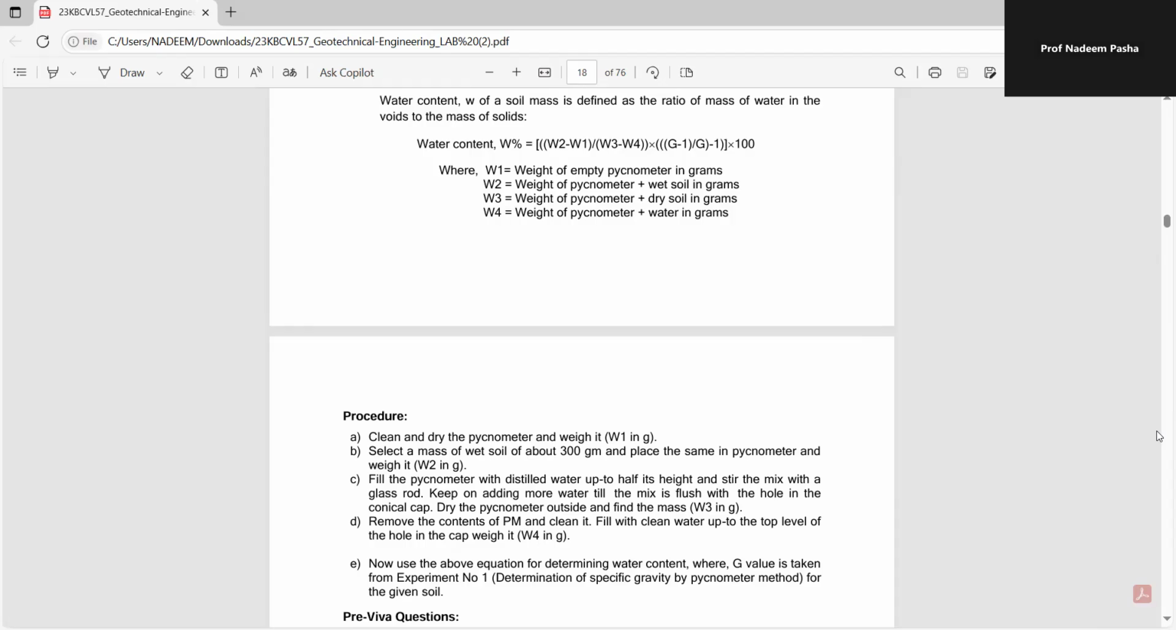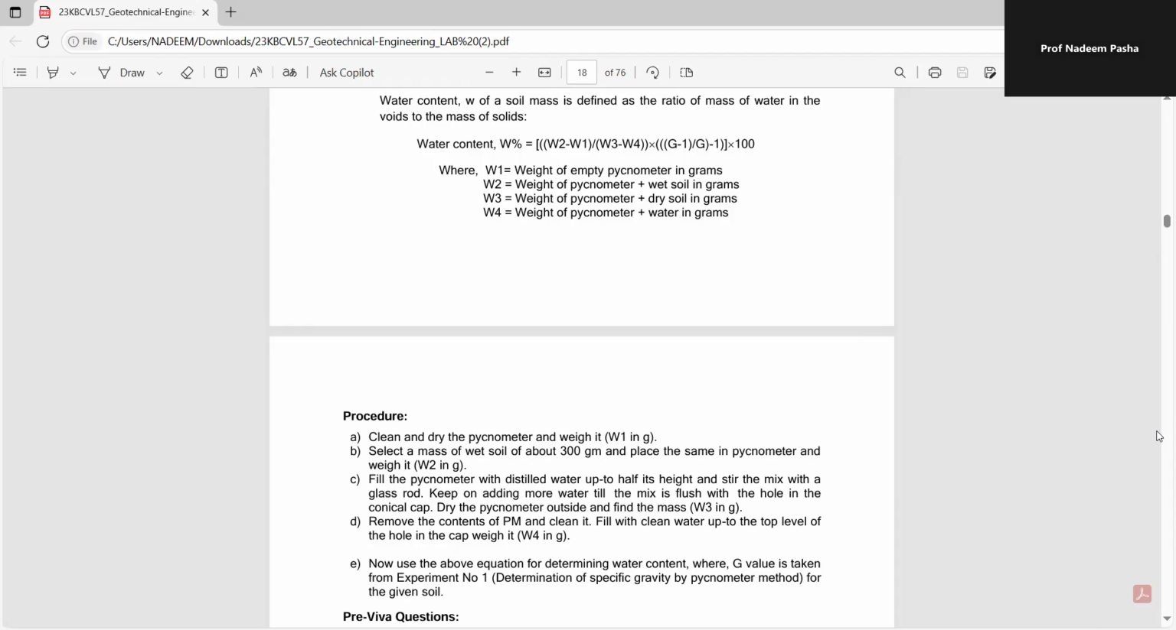The W1 is simple, that is the empty weight of the pycnometer. W2 is 300 gram of wet soil and the pycnometer. Next is the pycnometer with dry soil. In the fourth step, remove the contents of the pycnometer and clean it. Fill it completely with water, that is W4. Now use the above equation for determining water content, where the G value is taken from experiment 1.